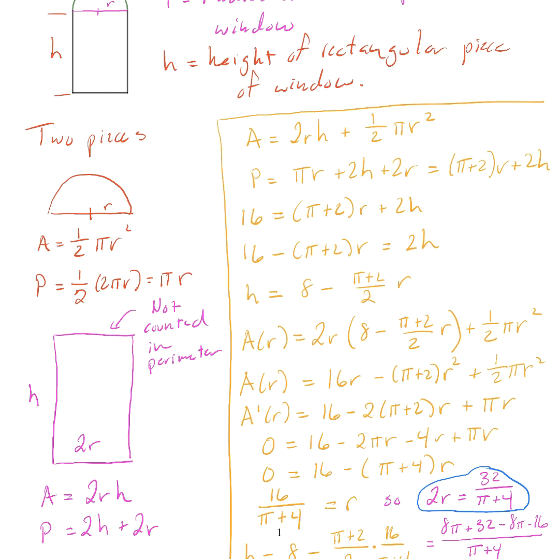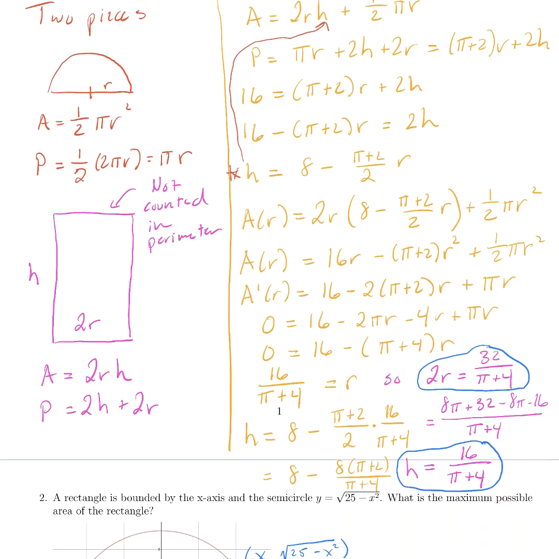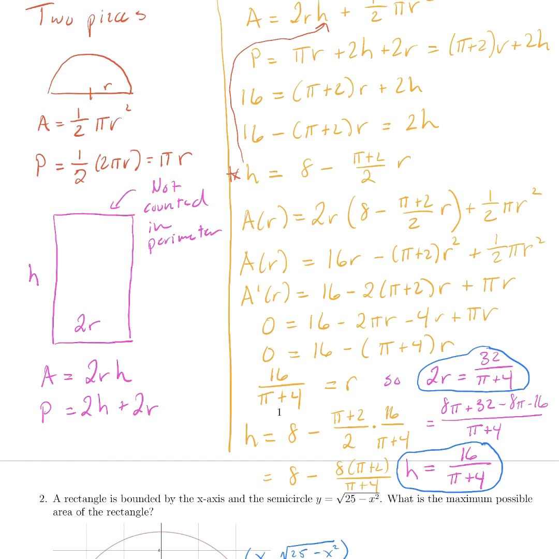We can solve for h in the expression for the perimeter here. And then we can take that expression for h back up into the expression for area here. And that gives us area as a function of r. We can do some algebra to simplify it a little bit. We don't have to do a bunch because we're going to take its derivative, set that derivative equal to 0. And we get an expression for r as 16 over pi plus 4.